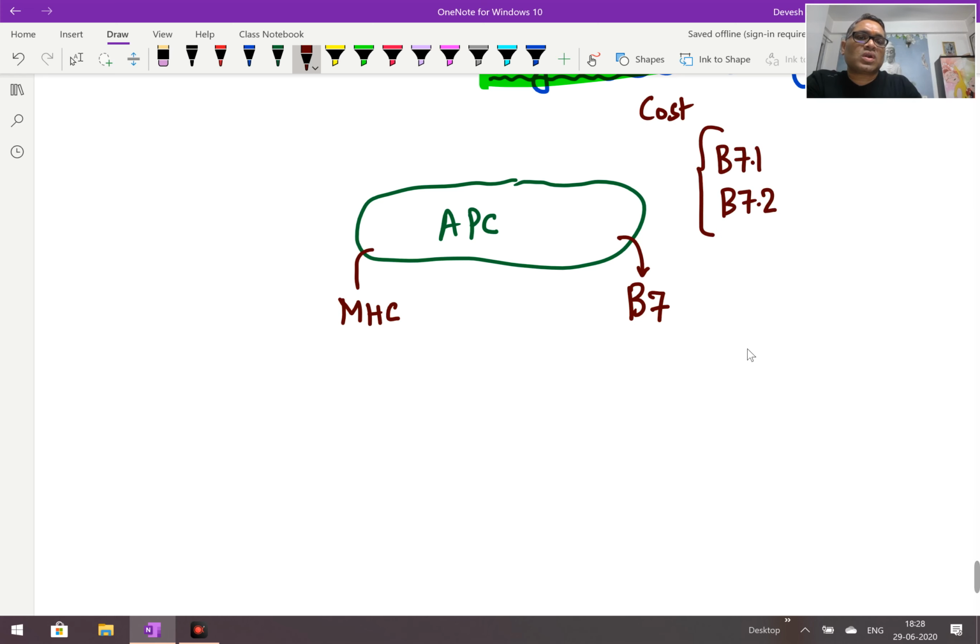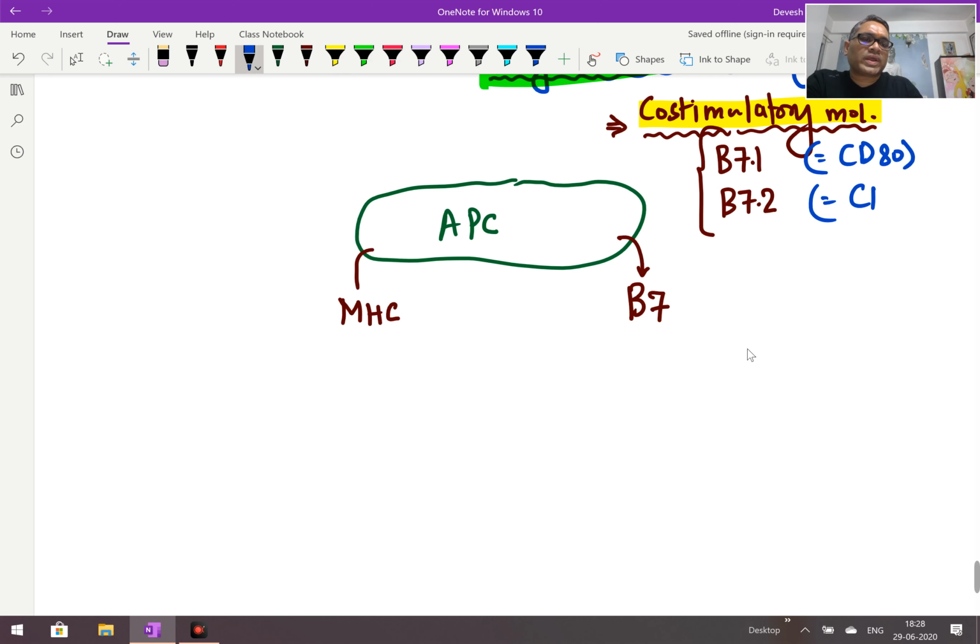Remember, these molecules are called co-stimulatory molecules. These are the two important co-stimulatory molecules which I have written, B7.1 and B7.2. B7.1 is also called CD80 and B7.2 is also known as CD86. Remember, these were older PGI questions also, that is why you have to remember. These co-stimulatory molecules are present on the surface of antigen presenting cells.